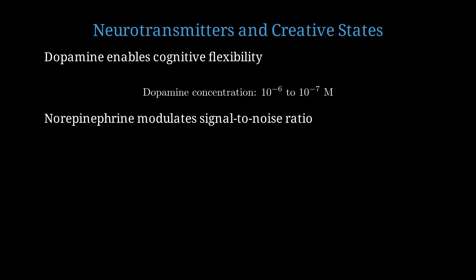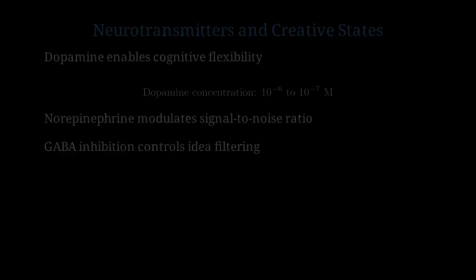Norepinephrine modulates the signal-to-noise ratio in neural circuits. Moderate levels allow weak, unusual associations to reach consciousness. GABA, the main inhibitory neurotransmitter, controls how much filtering occurs. Reduced GABA inhibition in creative states allows more ideas through, even unusual ones.